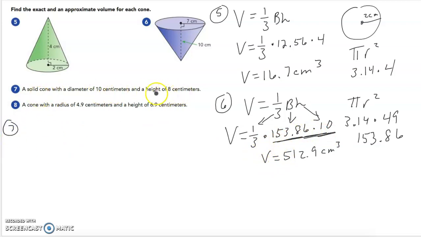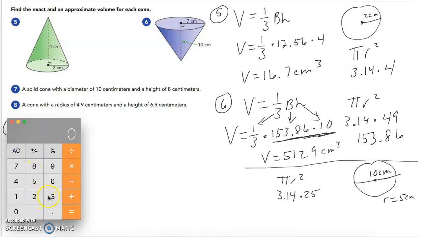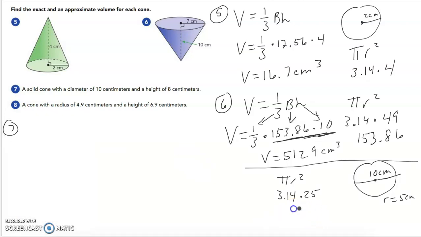All right, number 7. Same thing. We have the cone with a circle here with a diameter of 10 centimeters. If the diameter is 10 centimeters, that means the radius is 5 centimeters. So we have to do pi r squared to find the area of the circle. 3.14 times 25 equals 78.5. So that's the area of the base.